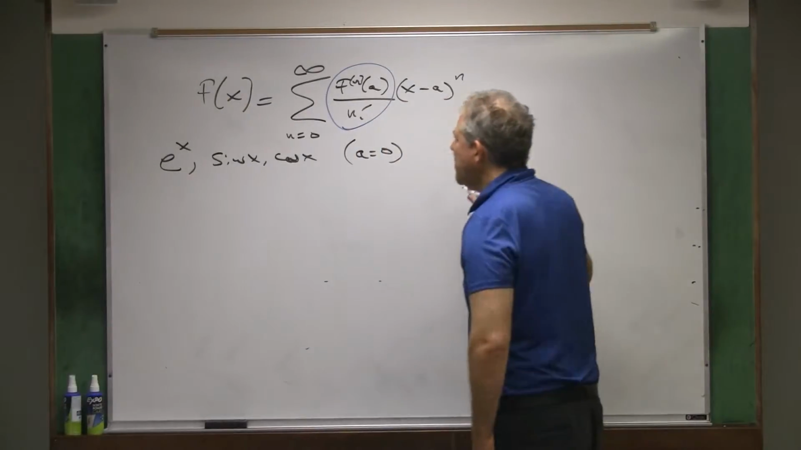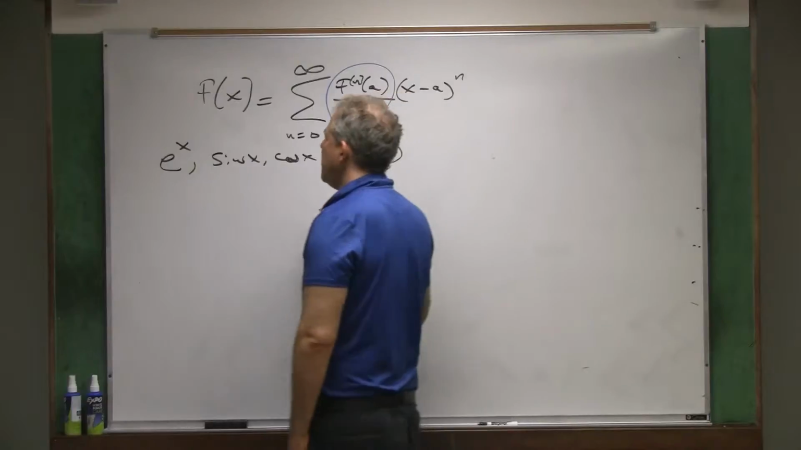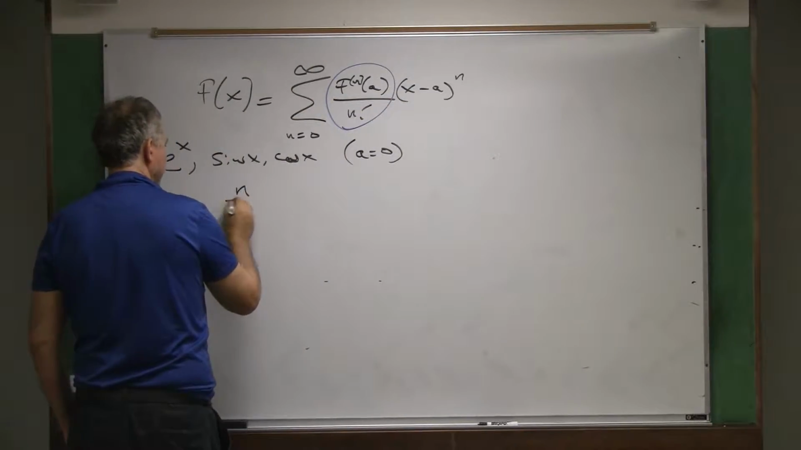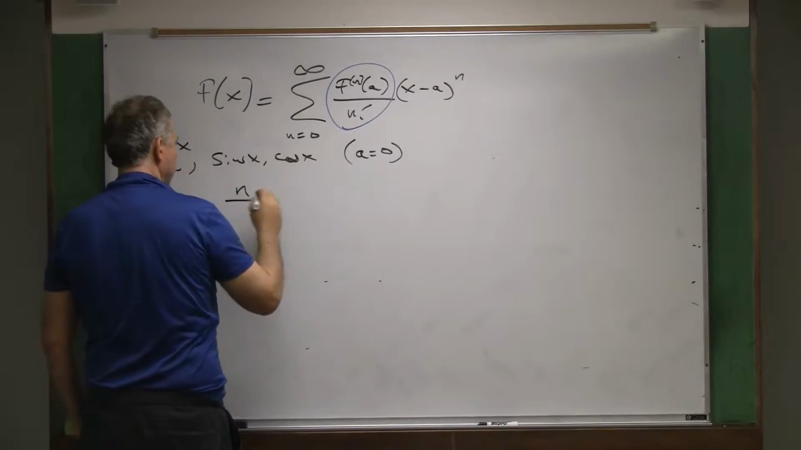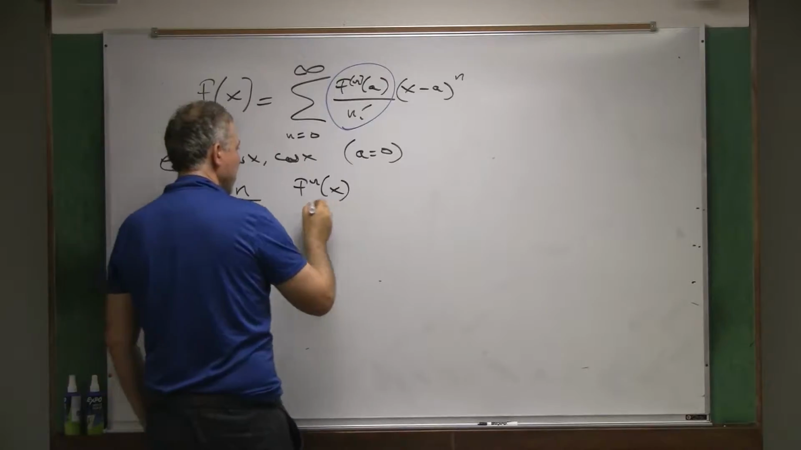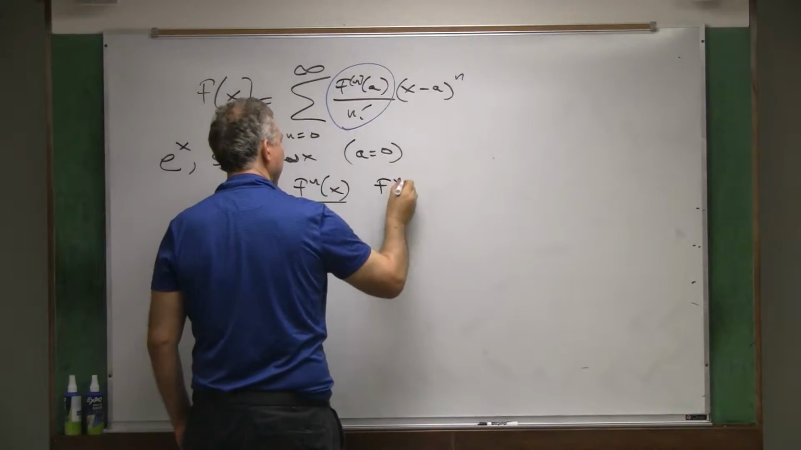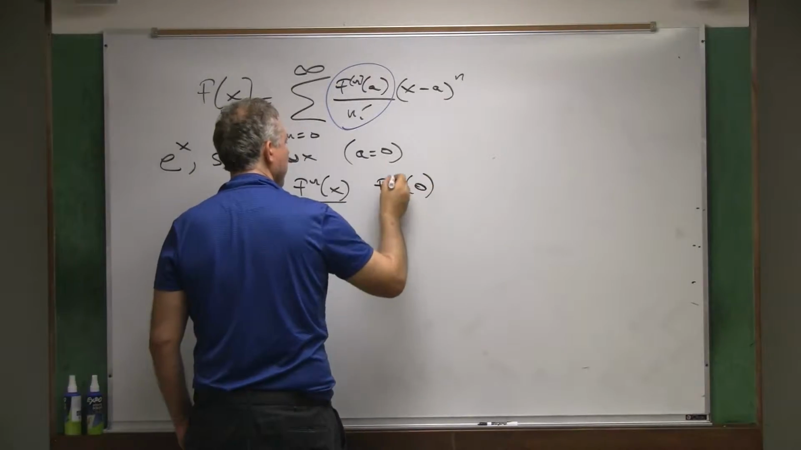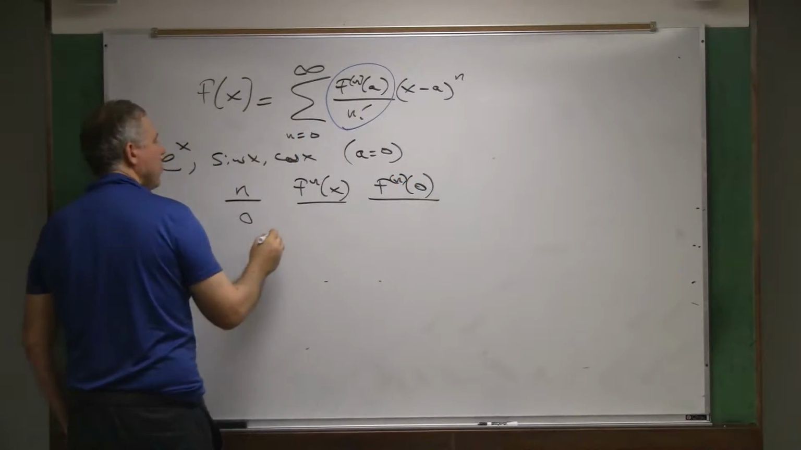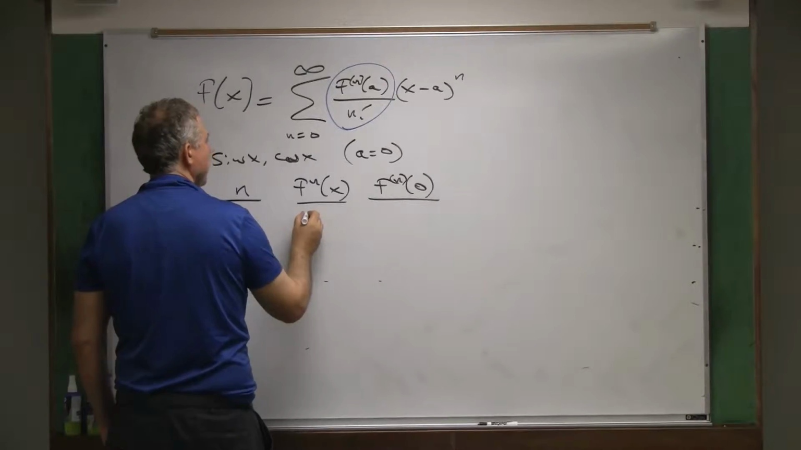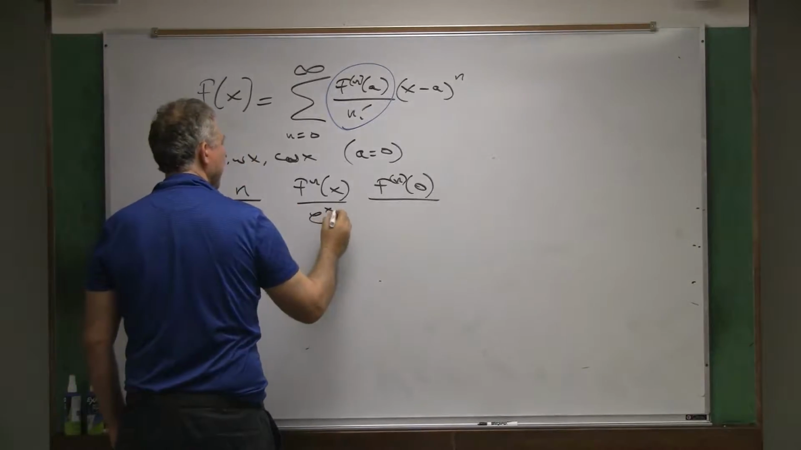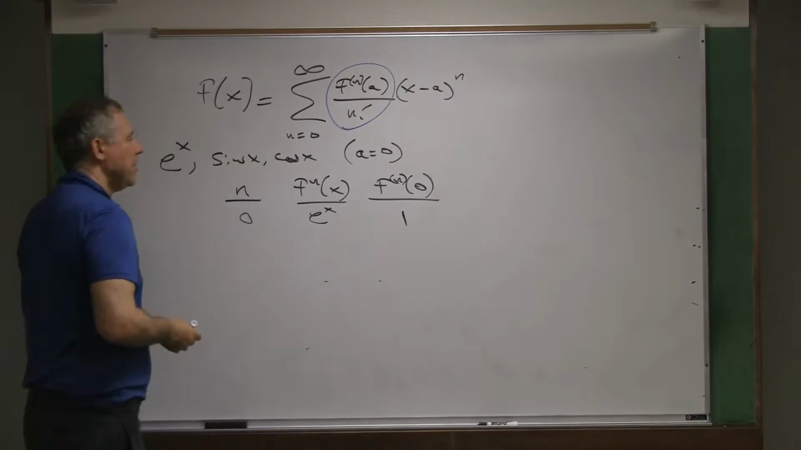So let's expand them by just figuring out the pattern. So what I'm going to do is I'm going to make a column. I'm going to have a column for n. I'm going to have a column for the nth derivative. And I'm going to have a column for the nth derivative at a. In this case will be 0. So here we've got n is 0. Let's do e to the x. I've got e to the x. I've got e to the 0 is 1.